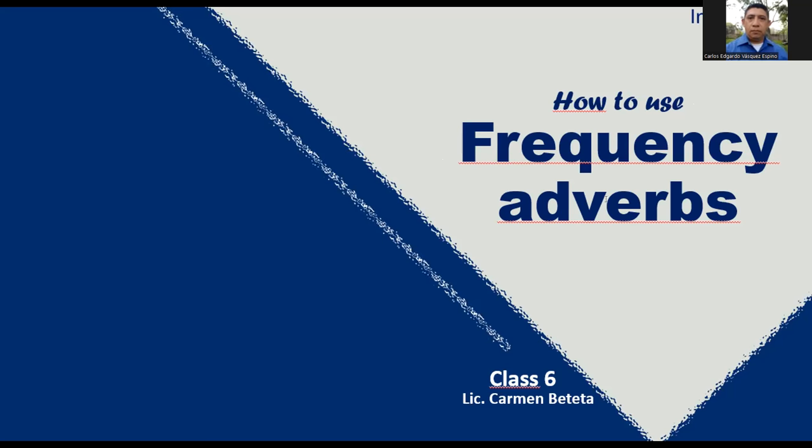Adverbs, correct. Adverbs are words that describe actions. We can describe characteristics too. We can describe another way of doing something too, another adverb. So adverb is related to actions: the way to do it, when we do it, how we do it.